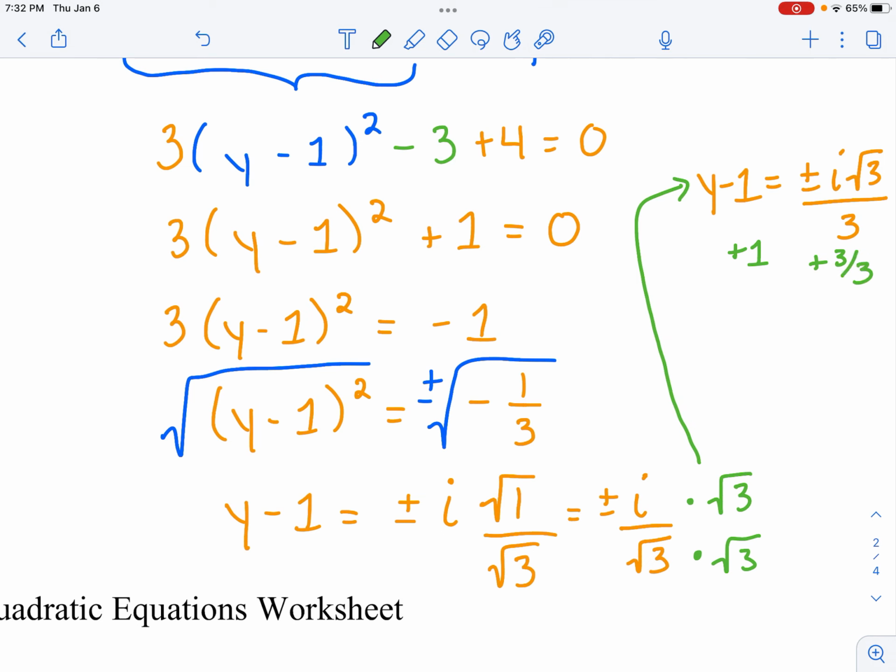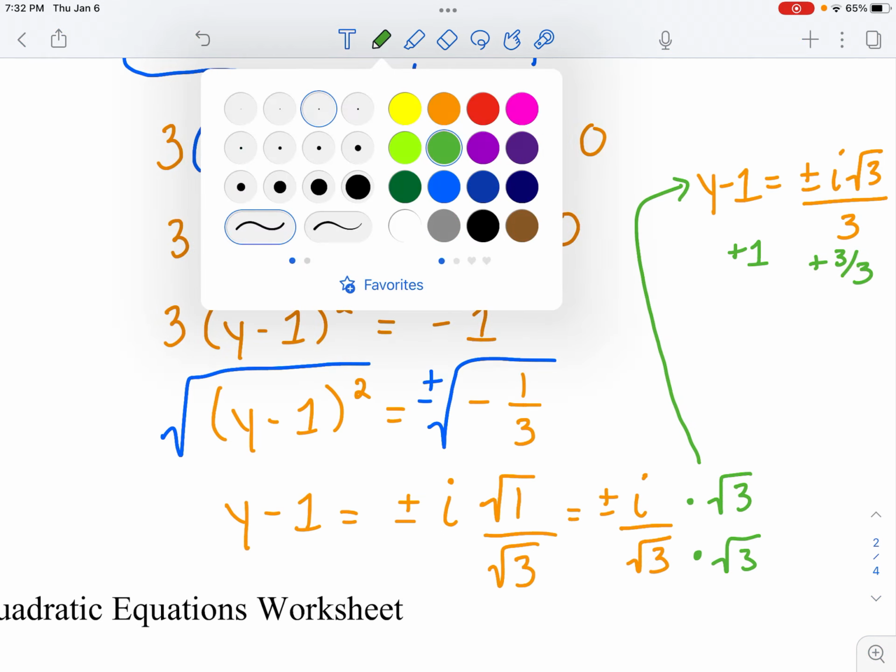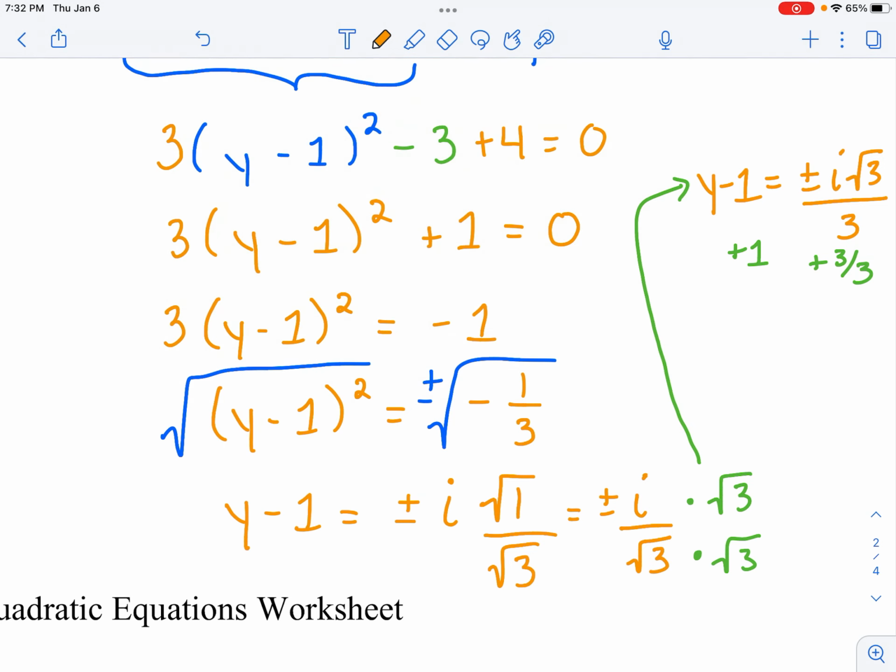Now I need to add over this 1, which is the same as adding 3 over 3. So I have a common denominator, okay? You want to have a common denominator as often as possible. So we're going to end up with y equals 3 plus or minus i root 3, all over 3. And that's my final answer.